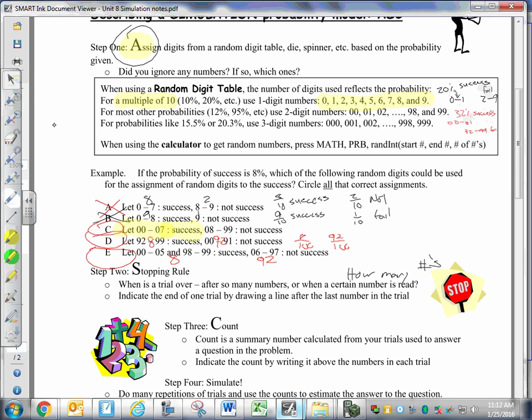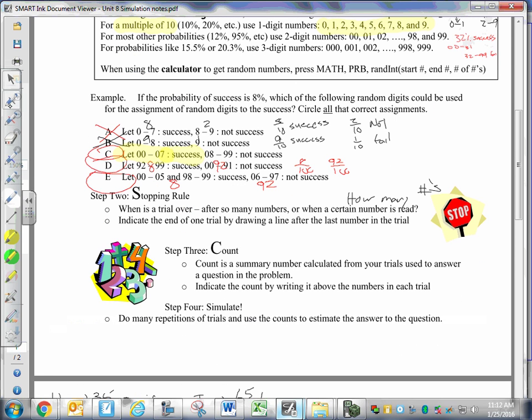Step 3 is you're going to count. You're going to understand which ones succeed, which ones don't succeed, and how many trials we're going to do. So the digits, how many numbers we're going to look at, how many trials we're going to do, and then we're going to just go for it. Simulate and look at results.